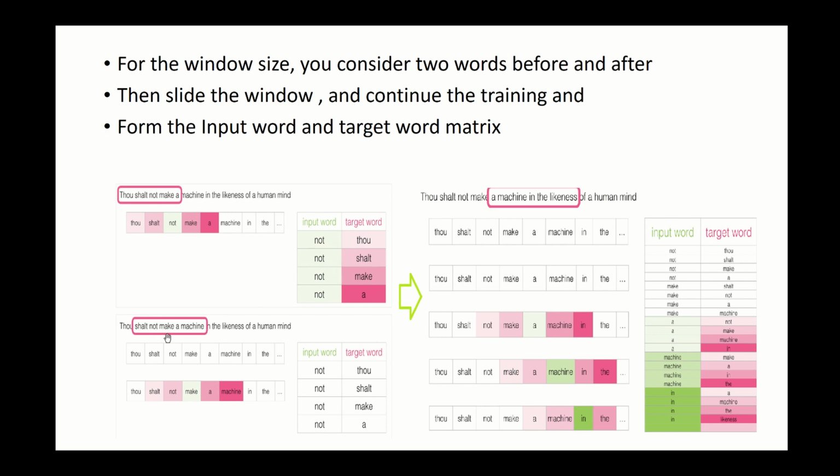Then say here, for that particular make, you will have all these outputs like shall, not, a, machine. All these things are the outputs. For a, again you have all these outputs. This is what you have to keep in mind in the skipgram model. You're worried about the current word, and you are taking 2 words before and 2 words after as the outputs for it, right?